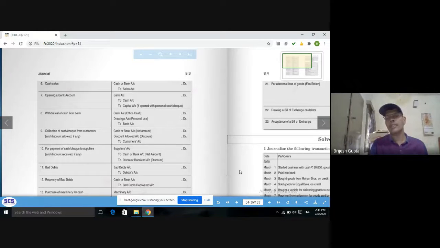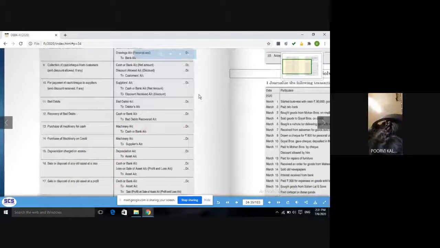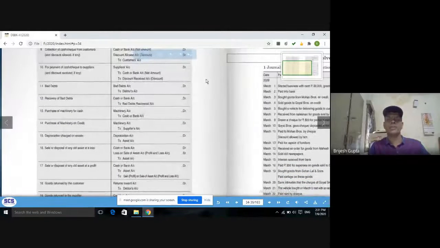The second entry is credit purchase of assets. In case of credit purchase, asset account will be debited, but supplier's account will be credited. So asset account debit to supplier's account.